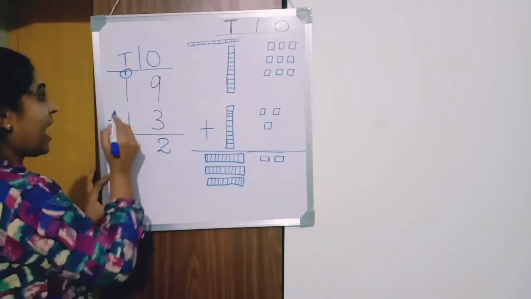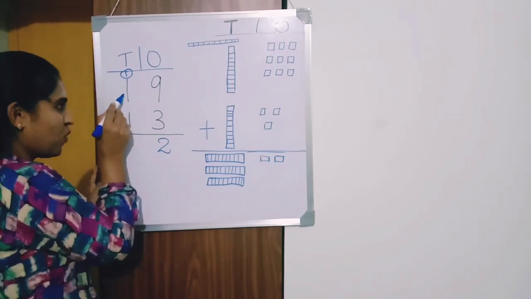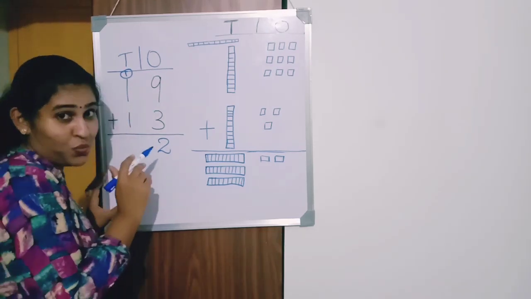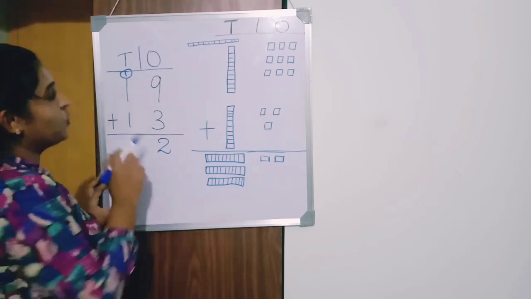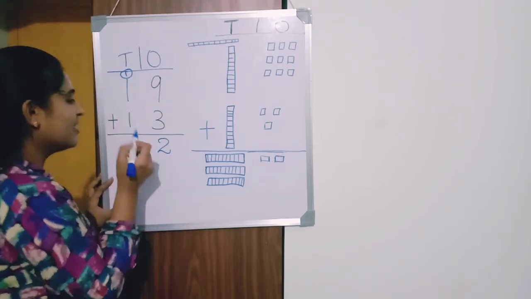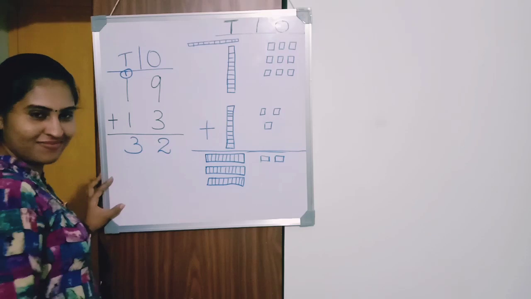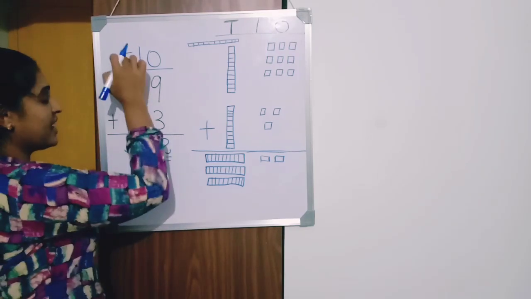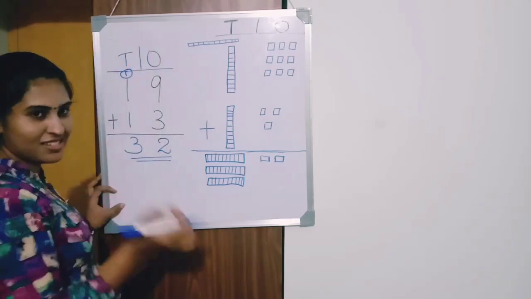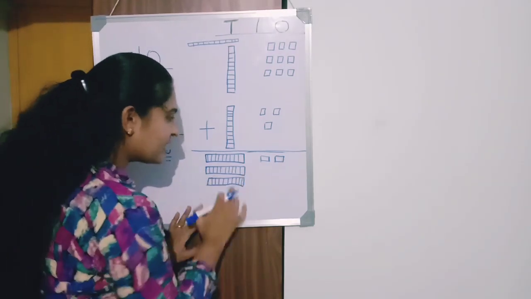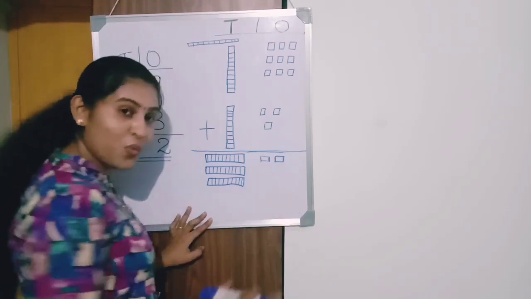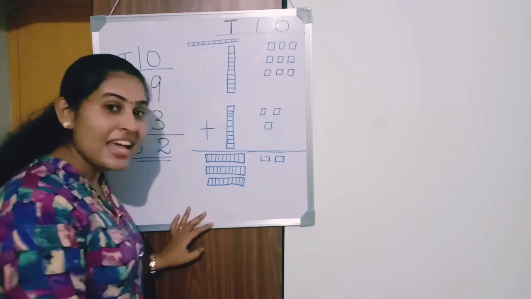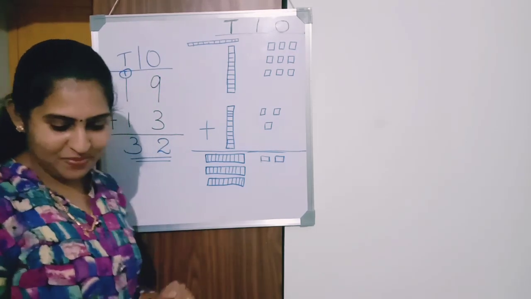Now we should add this 1 plus 1 plus 1. 1 plus 1, 2. 2 plus 1, 3. So what is this number? 32. 3 tens and 2 ones. What we got here? 3 tens and 2 ones. 32. Is it clear? Let's do one more example.